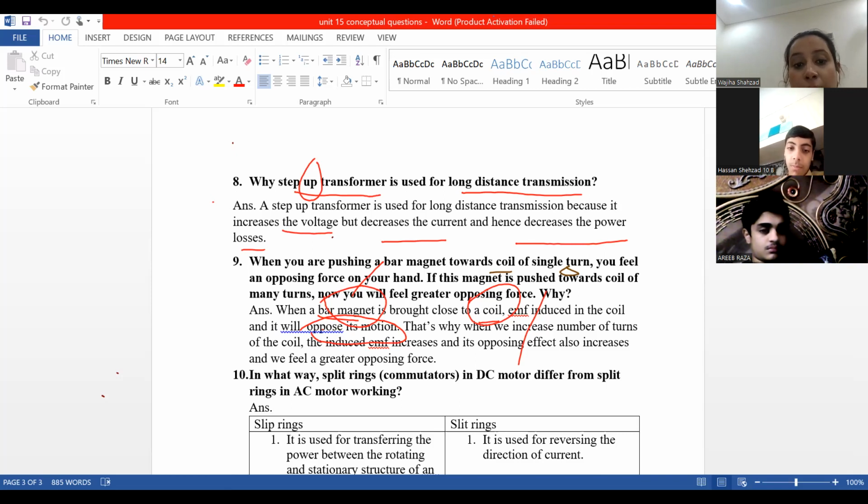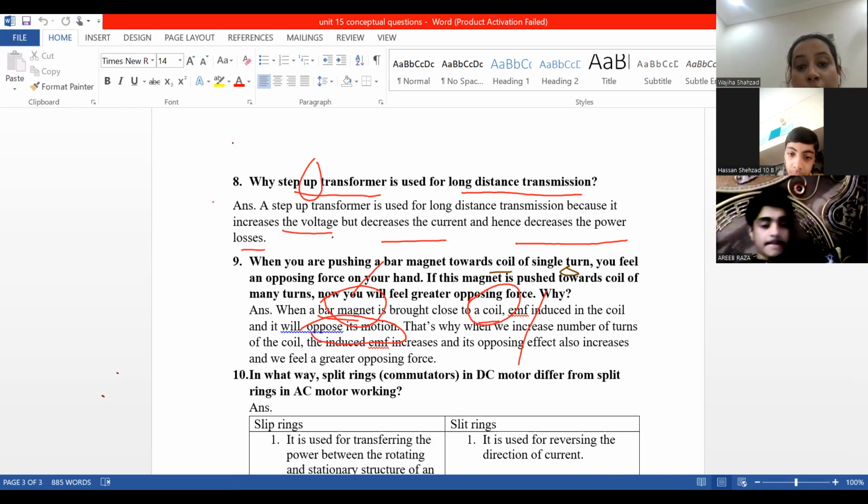That's why when we increase the number of turns of the coil, the induced EMF will also increase, the number of magnetic field lines also increases, and the opposing effect will be much greater, and we feel a large repulsion, right?